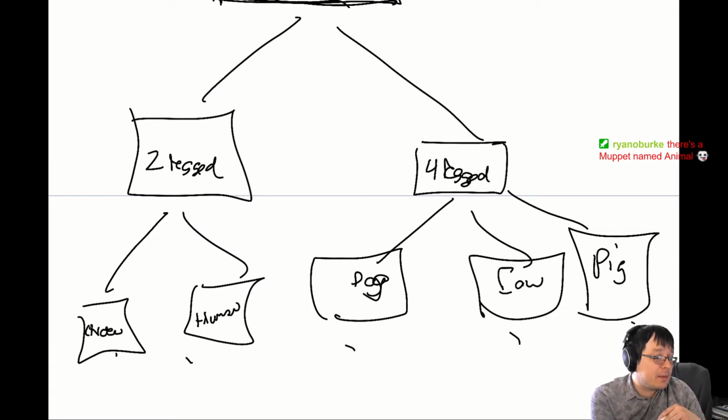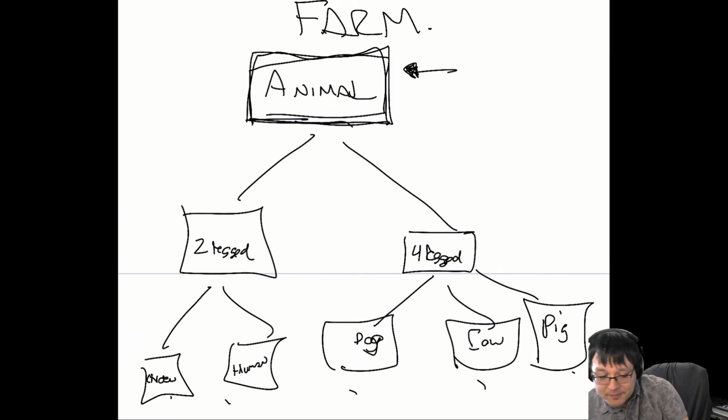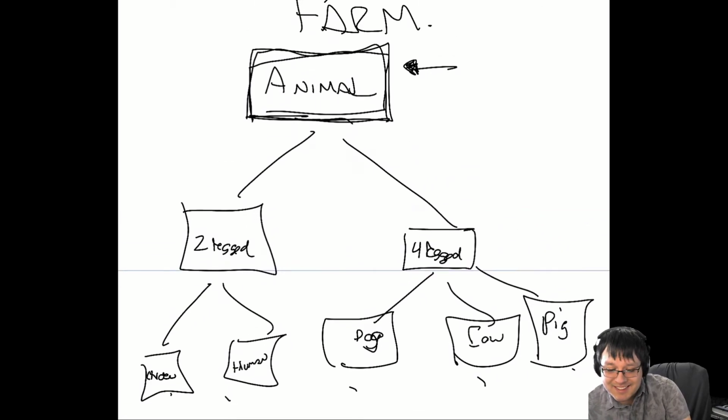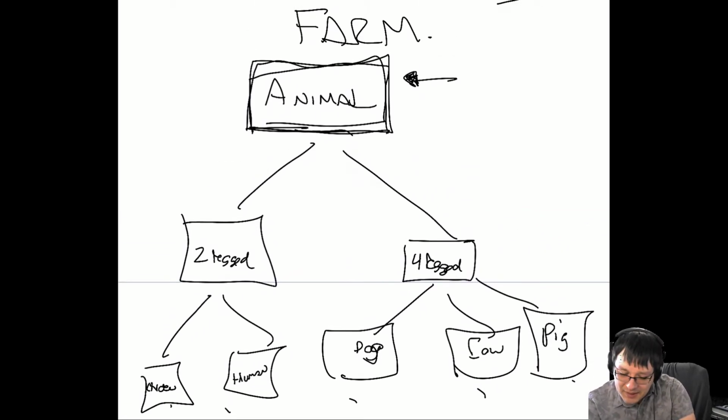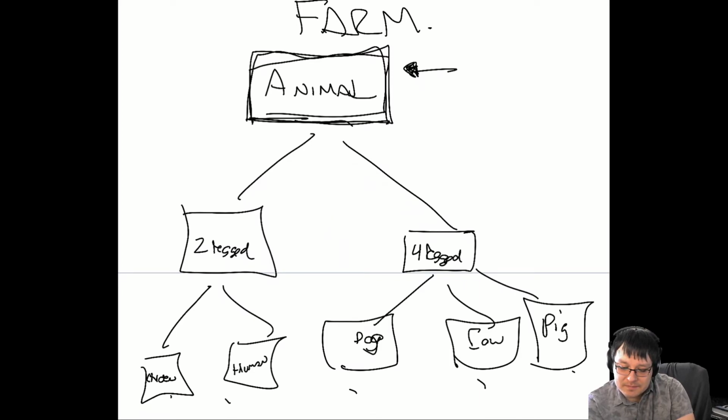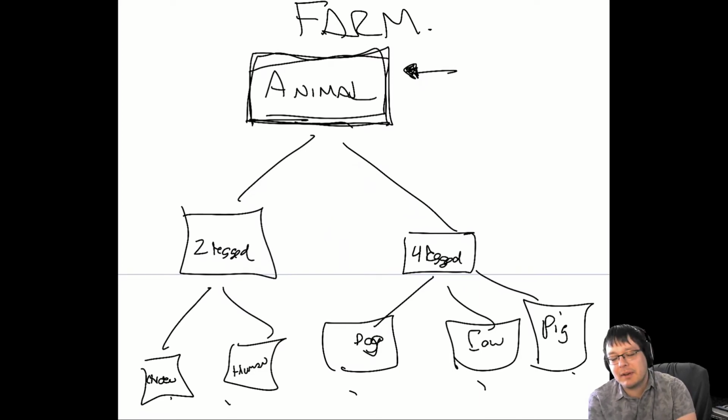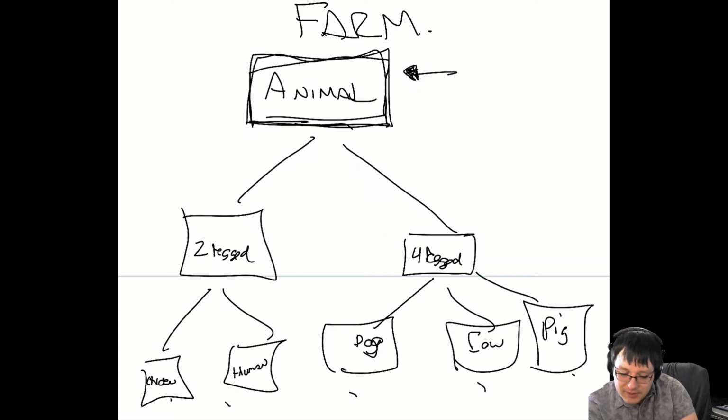There's a Muppet named Animal, and he's two-legged too. Yeah, that's true. That would confuse us. So yes, no Muppets allowed in this farm, in this animal farm, like the book. But yeah, okay. I'm sorry, I just had flashbacks of quotes from that book. But anyways, it's a good book, by the way.